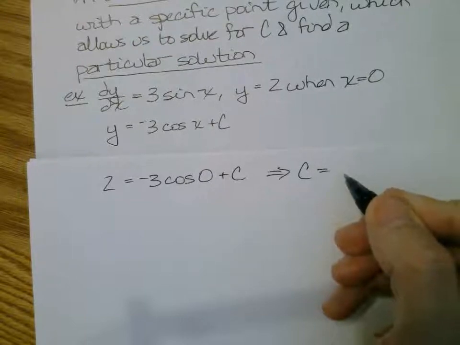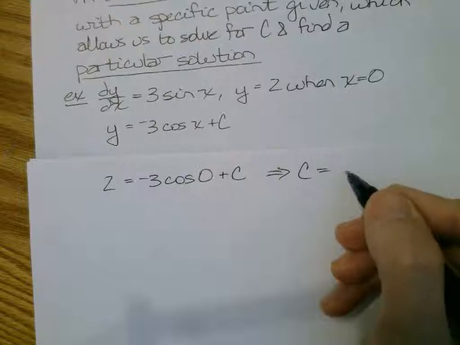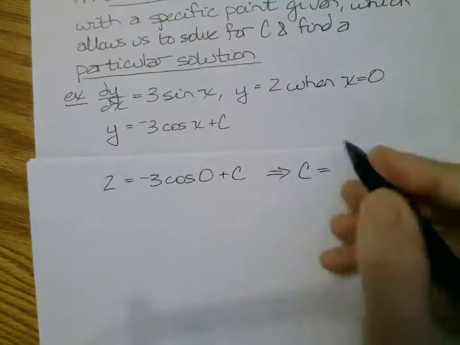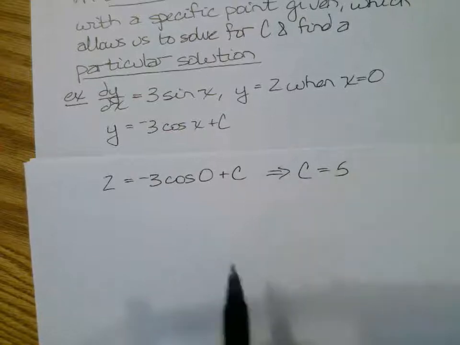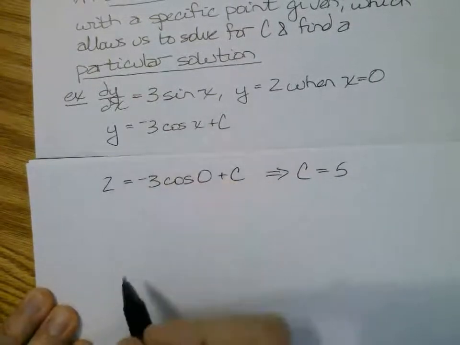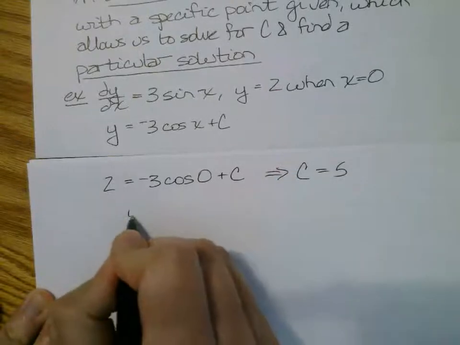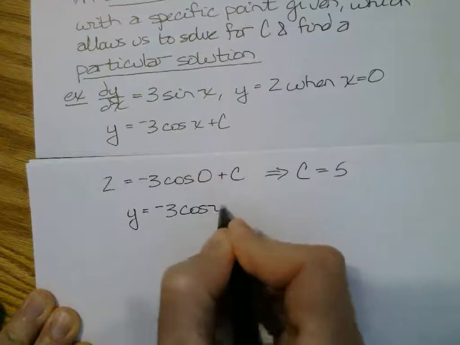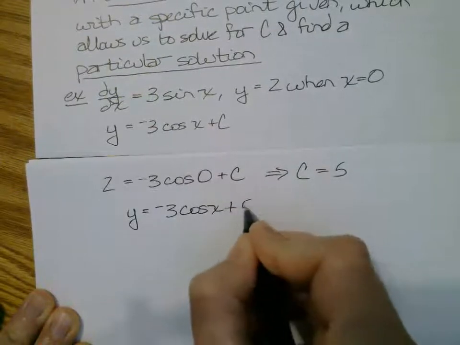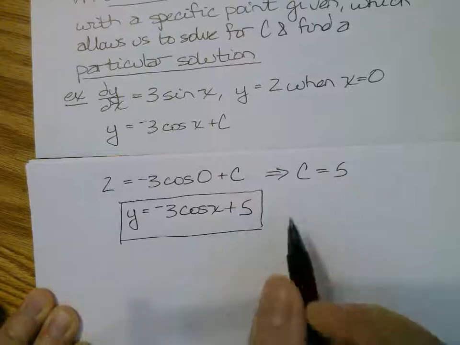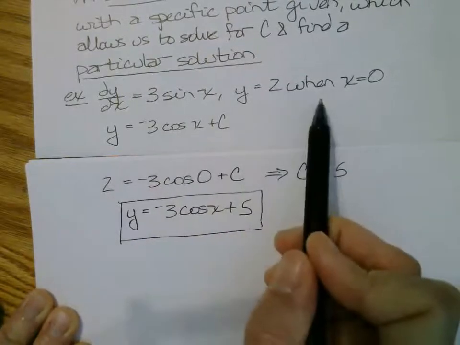What's c? Cosine 0 is 1, add 3, which means we're not done yet. Now we got to write the whole thing. The particular solution to this differential equation with the initial value is y equals negative 3 cosine x plus 5. That's the only one that meets that initial condition.